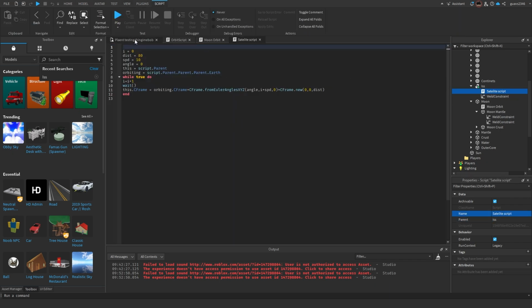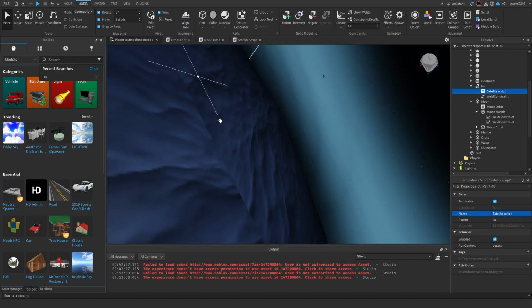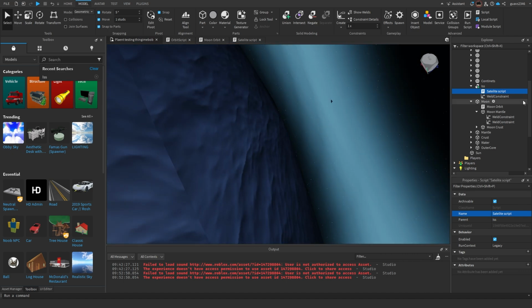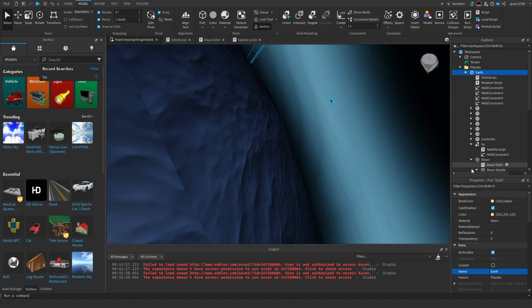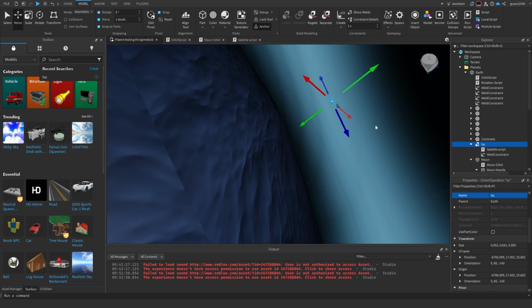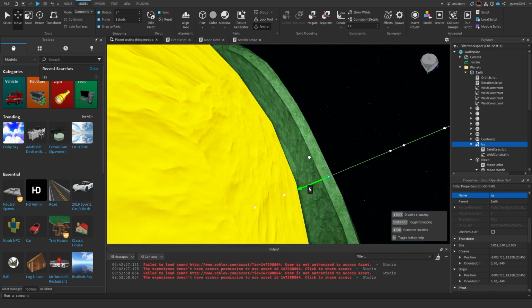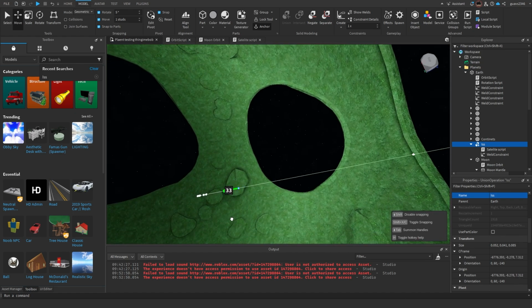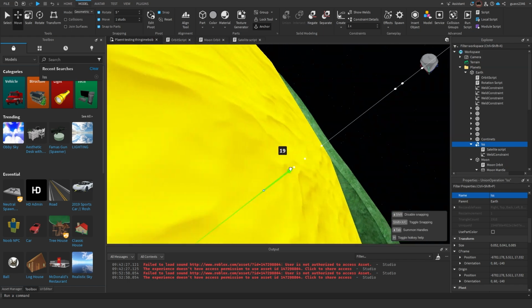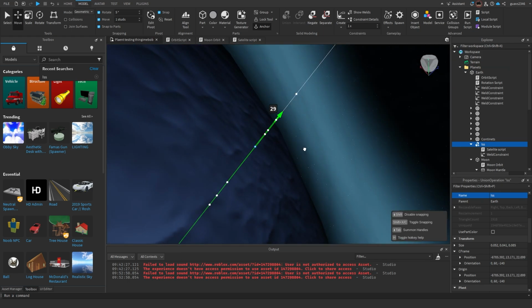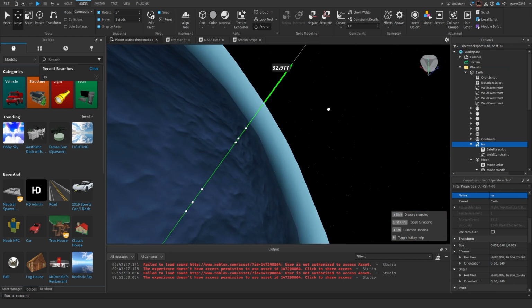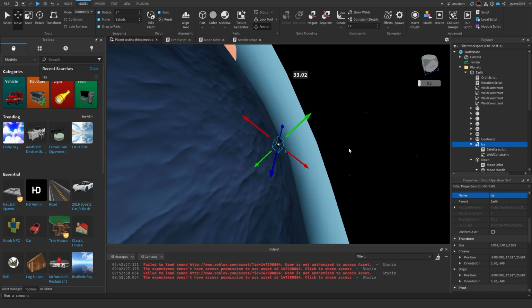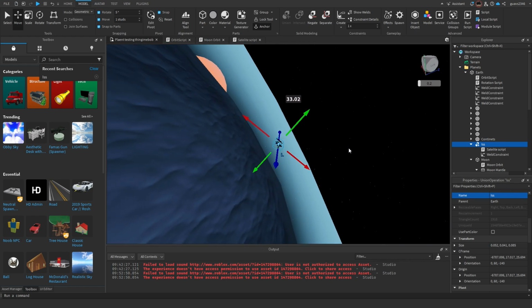I think I spelled it wrong. Okay. Distance shouldn't be 180. It should be from the Earth, which is the position. Let's see. 33. We're just like right outside Earth. So, yeah.